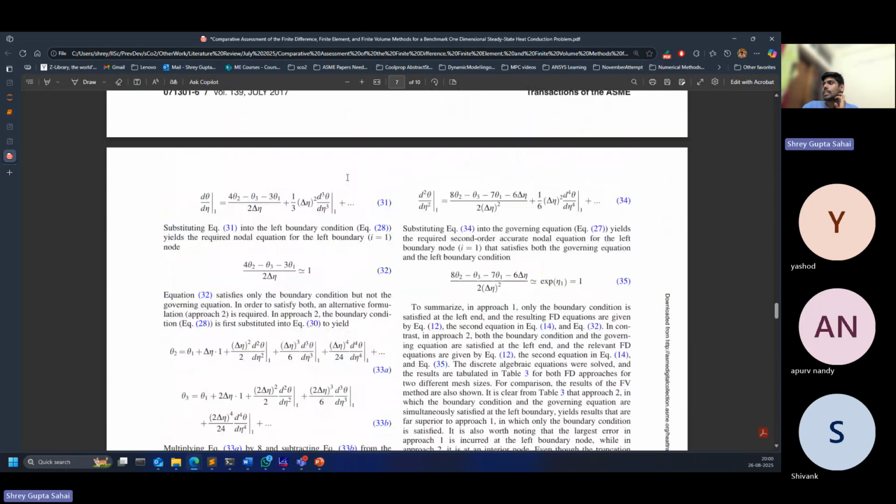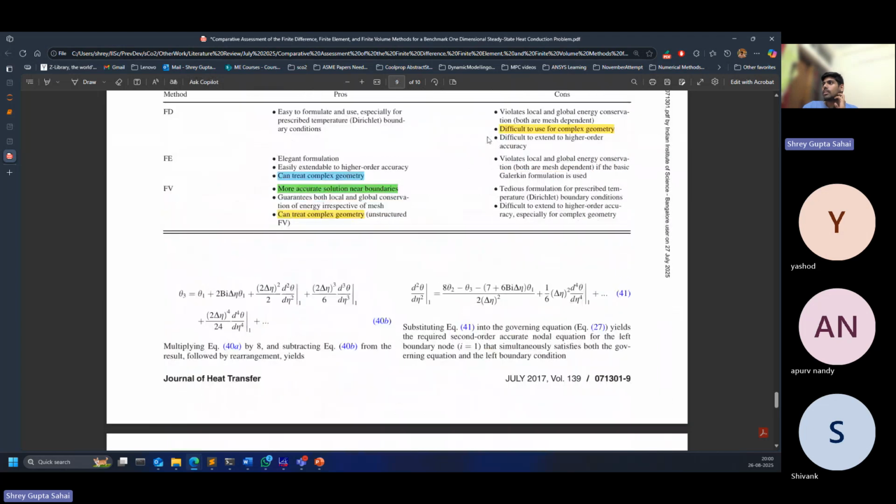The advantage is essentially in the scalability of the method. Finite element can treat complex geometries and it is extendable to higher order accuracies also. Whereas finite difference is the easiest to formulate, straightforward. But it has a lot of complexities, like complex geometry is an issue. If you want higher order accuracy, that is an issue. And it also does not satisfy energy conservation and global and local conservation.